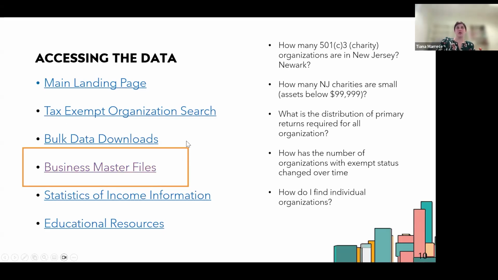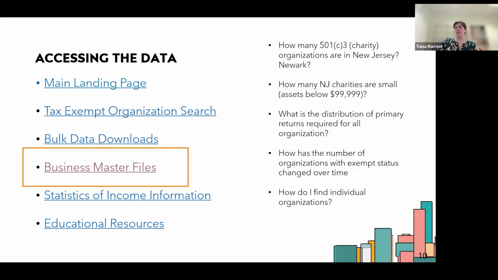So just to give an example of what you might be interested in and how easy it is to get started on some of these analyses, we can consider looking at the business master files, which are the running list of all organizations that are registered as tax exempt in the IRS. And we can ask some of these questions. We can ask how many charities, specifically, this is a subset of overall nonprofits that focus on scientific and religious and other types of missions.